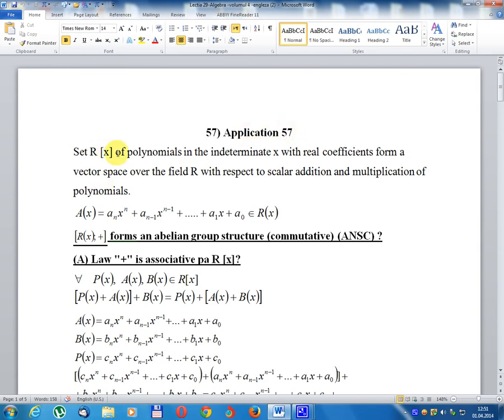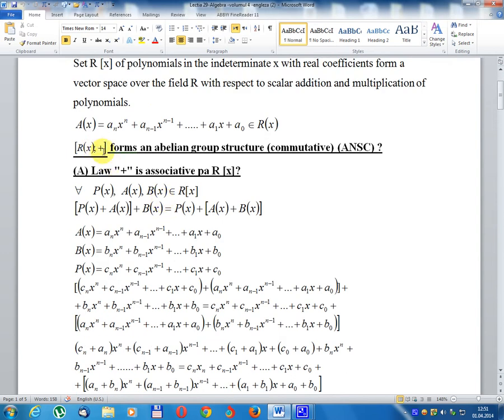Set R[x] of polynomials in the indeterminate x with real coefficients, which forms a vector space over the field R, with respect to scalar multiplication and addition of polynomials. We show that (R[x], +) forms an abelian group structure: commutative and associative. First, the law + is associative.